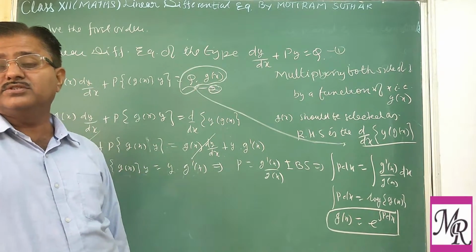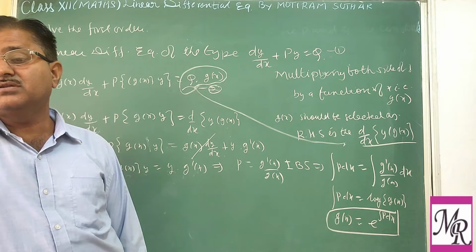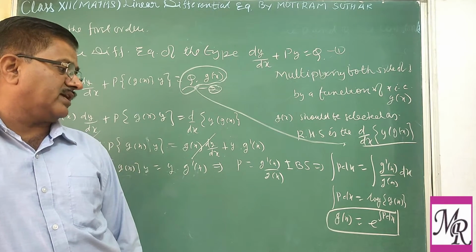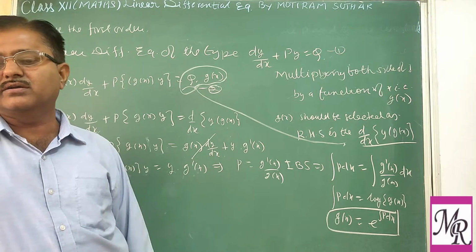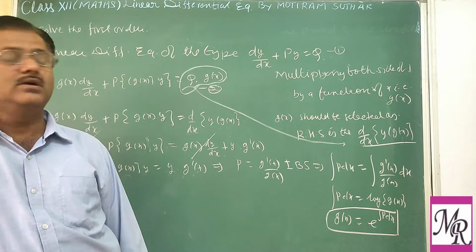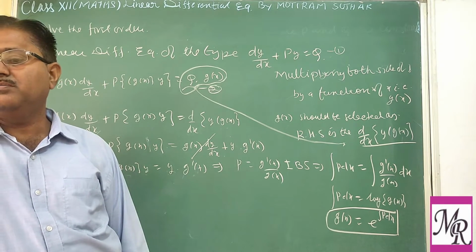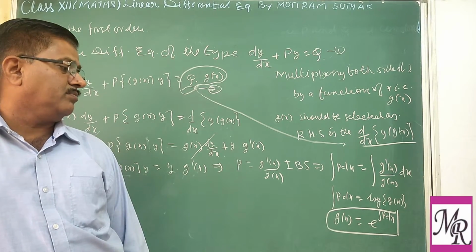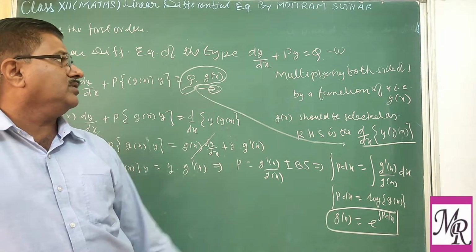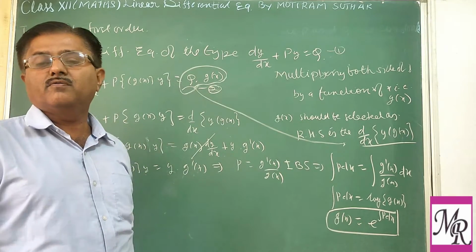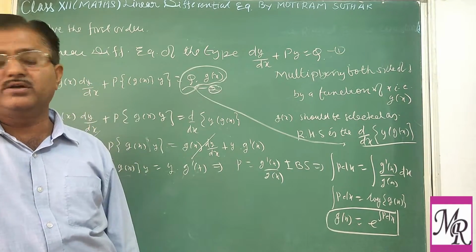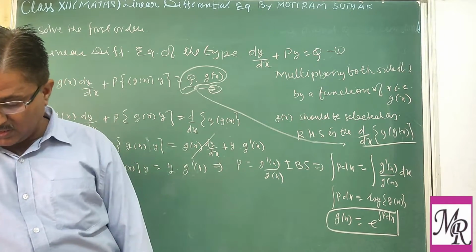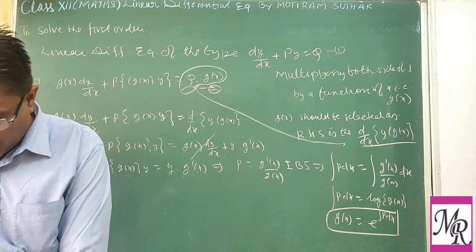The value of g(x): how can we select g(x)? That is what we have to find here. The value of g(x) should be e to the power integration of p dx, and we already know p is the coefficient of y. So that is already given. With the help of this, one can find the value.